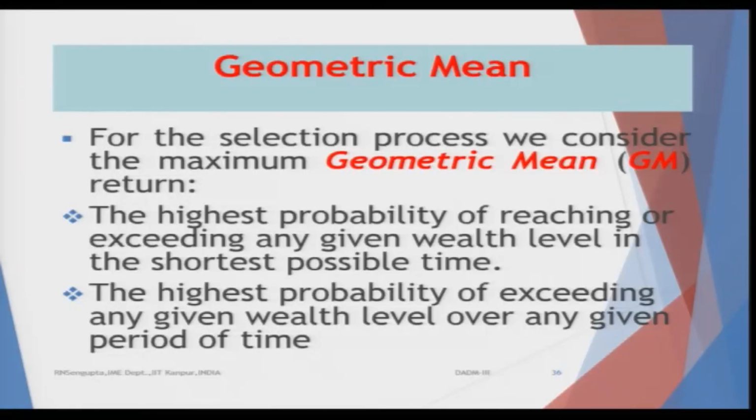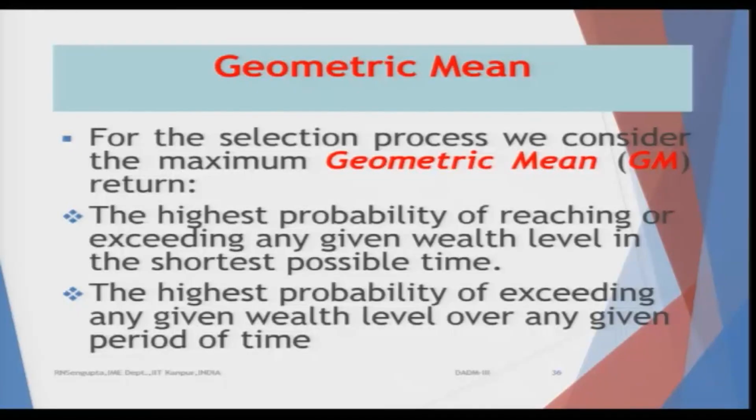If you have read all these things, I am sure you have read. So, the central tendency is given by different formulas. One is the arithmetic mean, one is the geometric mean, one is the harmonic mean. So, you are talking about the geometric mean. It will give you basically the highest probability of reaching or exceeding any given wealth level in the shortest possible time, and is the highest probability of exceeding any given wealth level over any given period of time.